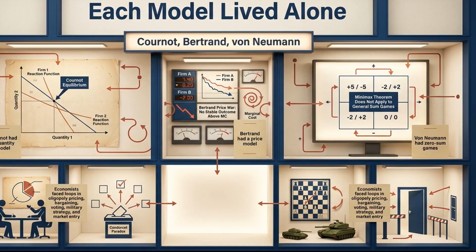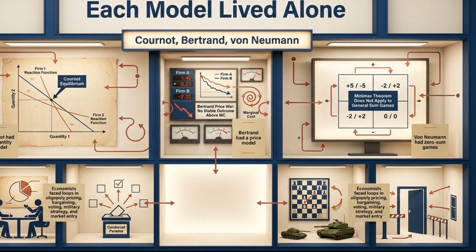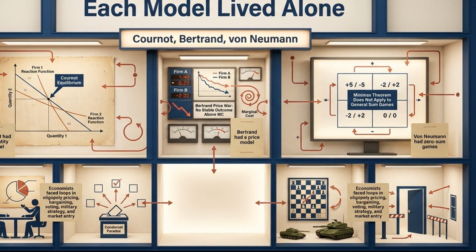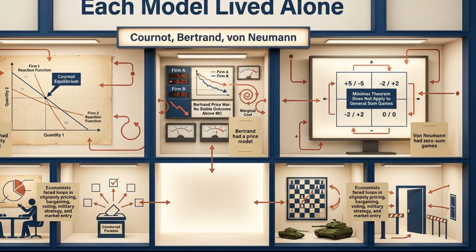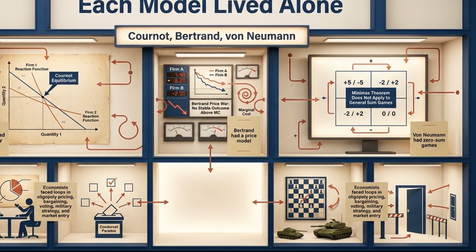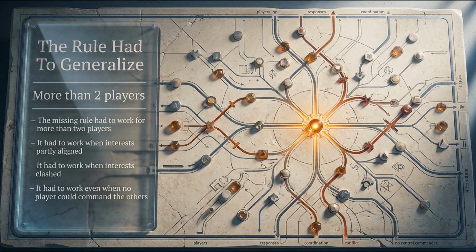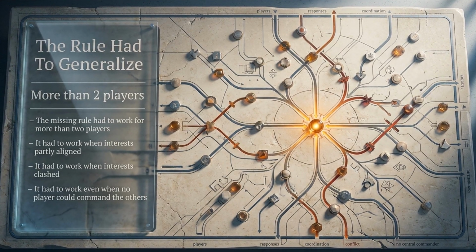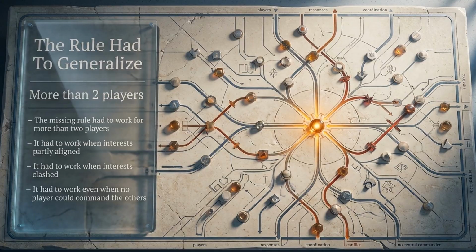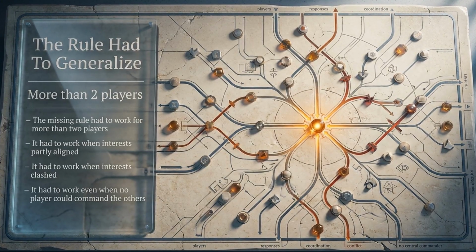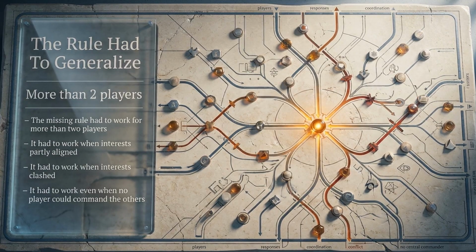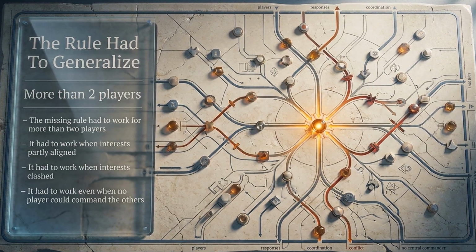There was no general rule that said, here is what stability means when all players optimize at once. That missing rule had to do more than patch one corner case. It had to work for more than two players. It had to work when interests partly aligned. It had to work when interests clashed. It had to work even when no player could command the others.